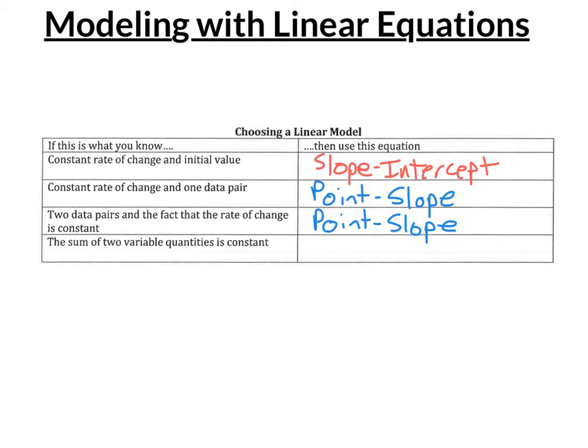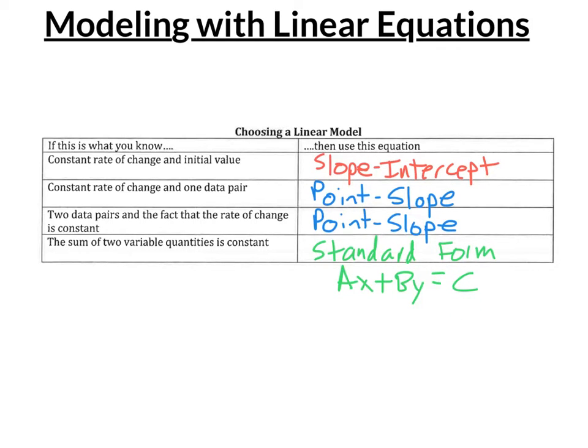That would be another situation where we can use point slope. And then finally, if we have a situation where the sum of two variable quantities is constant, that is when we're going to want to use standard form. Remember, standard form is ax plus by equals c, where a, b, and c are integers. So if we have two variable quantities and they add together to make a constant number, that's when we want to use standard form.